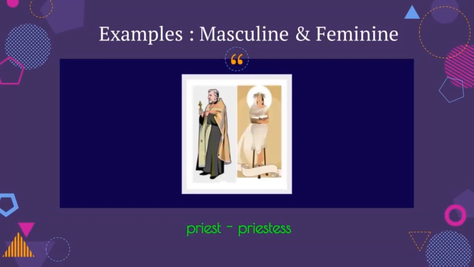And the last example is priest and priestess. Priest is a male person and he performs religious duties. We can call him a priest. Priestess is a female person who performs religious duties. The opposite gender of priest is priestess.